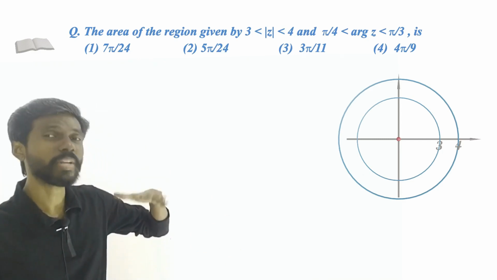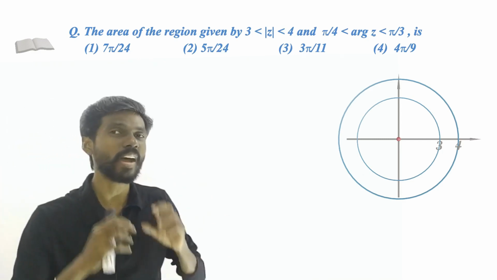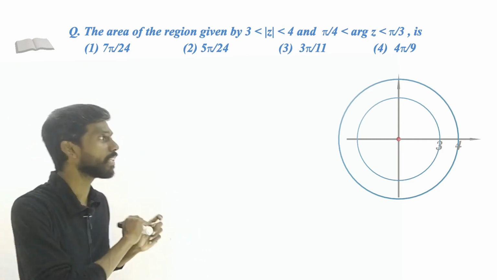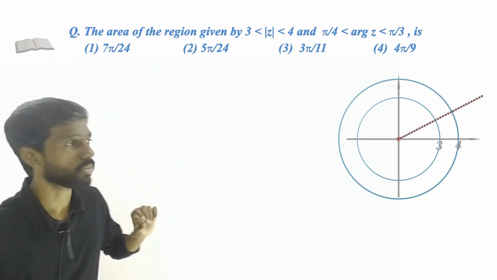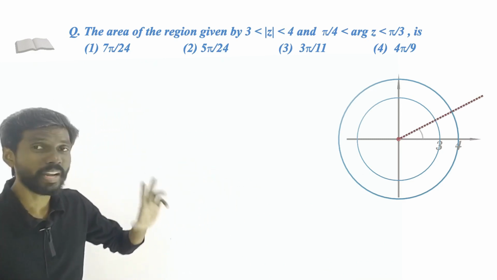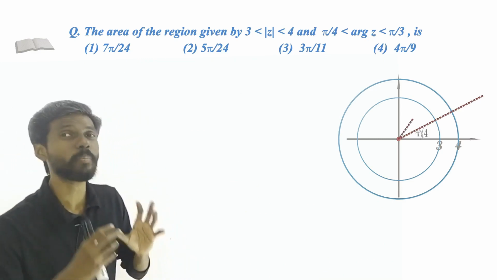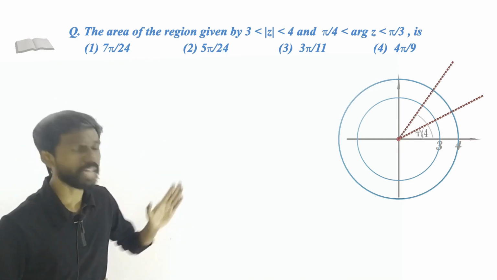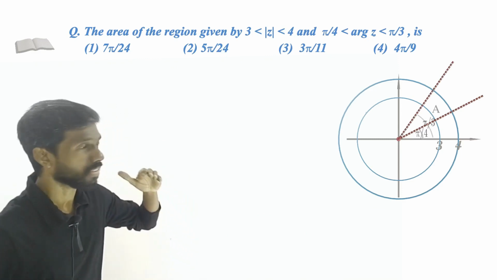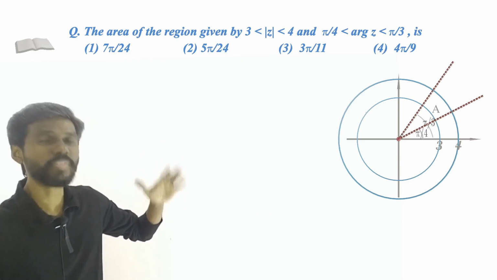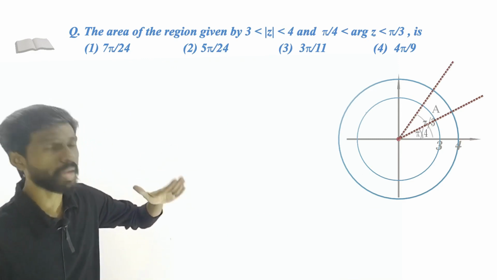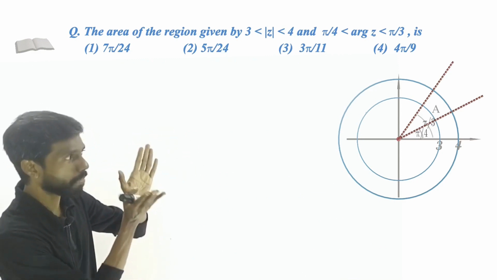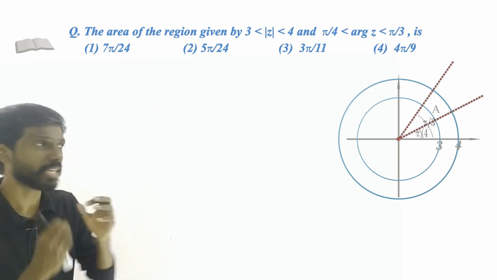Argument of z lies between pi by 4 and pi by 3. Again, argument of z is pi by 4, that is a ray starting from origin and making an angle of 45 degrees with the x-axis. Now similarly the other one, argument of z is equal to pi by 3. So that is also a ray making an angle of 60 degrees. But the question is, our argument of z lies between these two values, which means the argument is greater than pi by 4 and less than pi by 3, which means between these two. Okay, it is not just one straight line but between these two straight lines. So the argument of our required z lies between this.